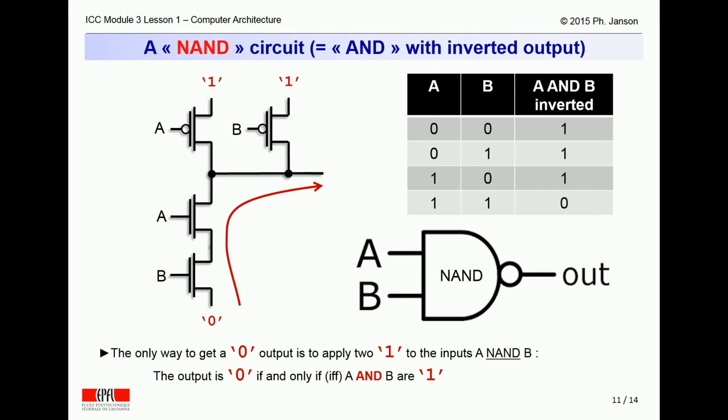Whereas the straight AND logic function yields an output of 1 if and only if both of its inputs are 1, the NAND logical function, and of course any circuit implementing it, yields a 0 output if and only if both of its inputs are 1. This is exactly what the NAND truth table specifies on this slide.